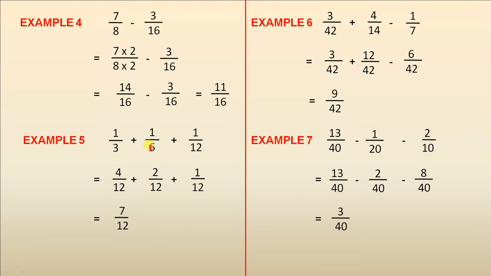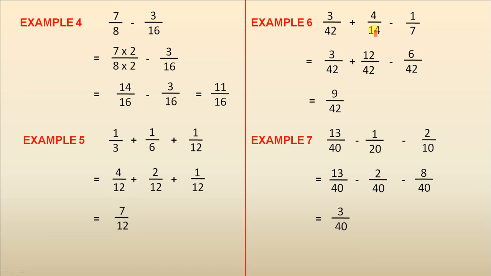A third plus a sixth plus a 12th. Each of these numbers must be changed to a 12. To change this number to a 12, multiply top and bottom by 4. 4 ones are 4, 4 threes are 12. To change this denominator to a 12, multiply top and bottom by 2. 2 ones are 2, 2 6s are 12. So there's our new sum. 4 plus 2 plus 1 gives us 7, so it's 7 over 12.